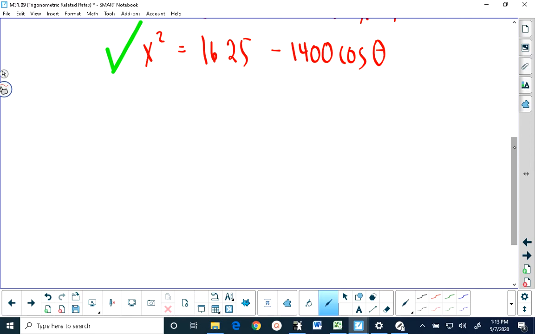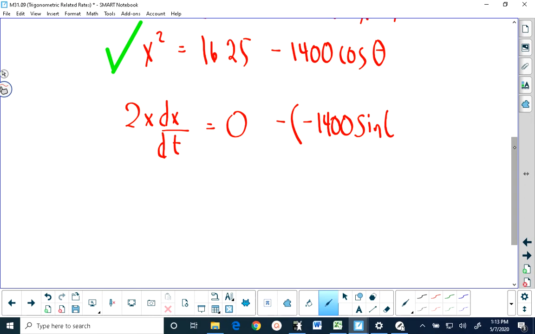The derivative of x squared is 2x dx/dt equals the derivative of 1625, which is 0, minus the derivative of 1400 cos theta. The derivative of cos is negative sine, so the derivative of 1400 cos is negative 1400 sine theta, times the derivative of the argument. The argument was theta, so we have to multiply by d theta/dt.